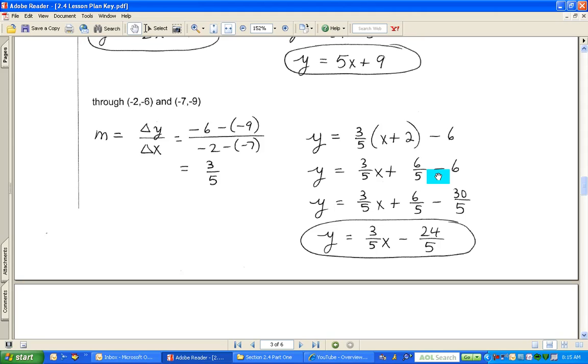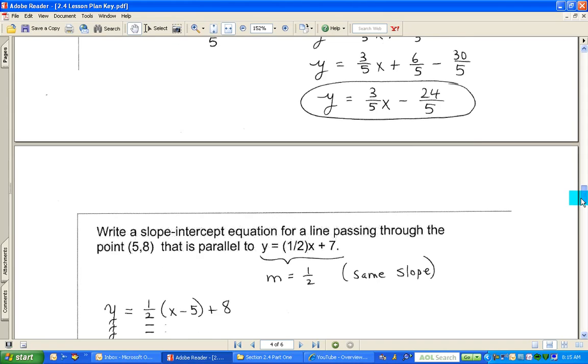Okay, now this is a little bit of a pain because of the fractions, but it's not a horrible pain. We write 6/1 at the end as 30/5. In other words, we got a common denominator so that I'm able to subtract those constants. So we have the answer, y equals 3/5 x minus 24/5. And we're done. So basically, we used the point slope formula to start, and then we converted it into the slope intercept form. So pretty easy. Just remember that to start and then to finish.